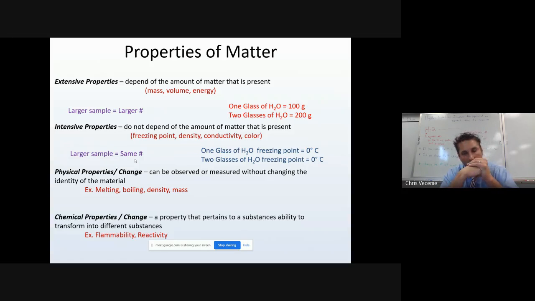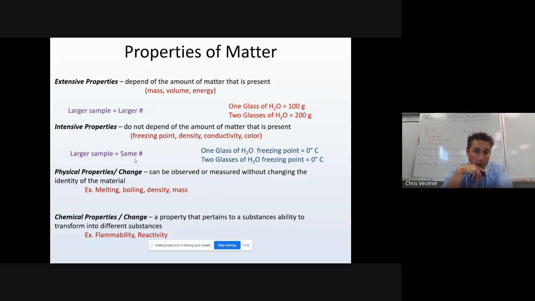Melting is another one of these. Boiling, right? If I had a pot of water boiling, or I just had a little bit of water boiling, when I put a thermometer in each of them, it's going to say 100 degrees Celsius, because it doesn't matter how big the sample is.